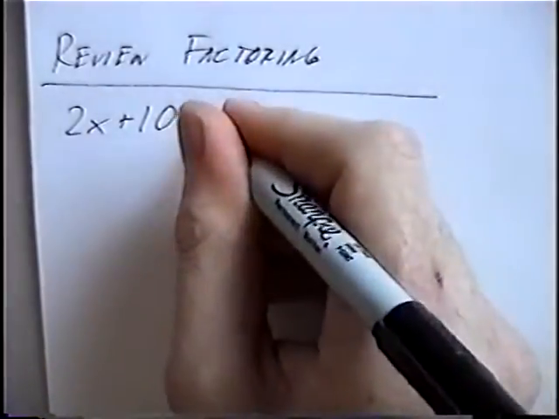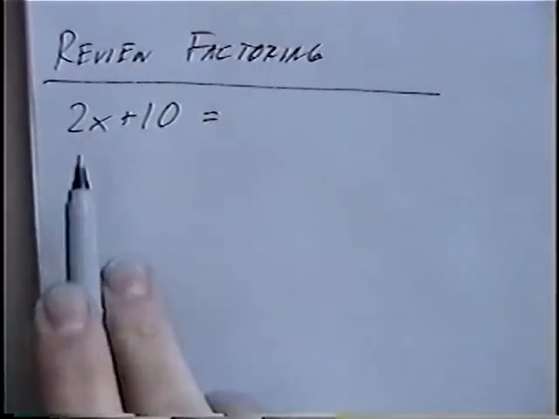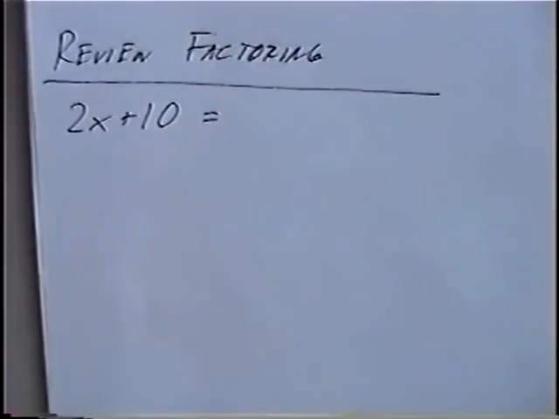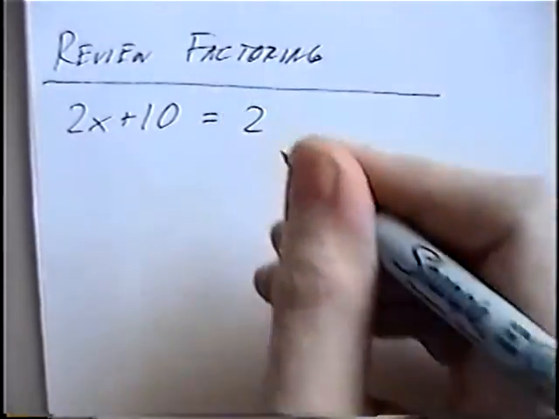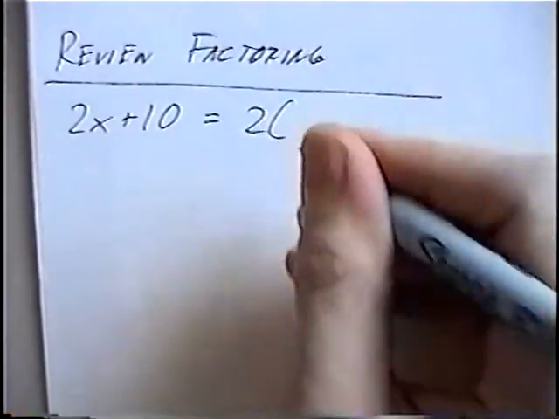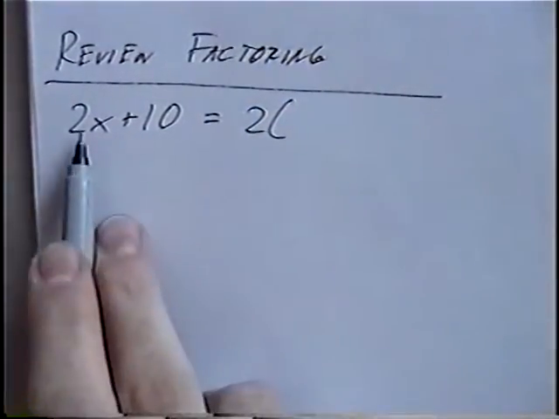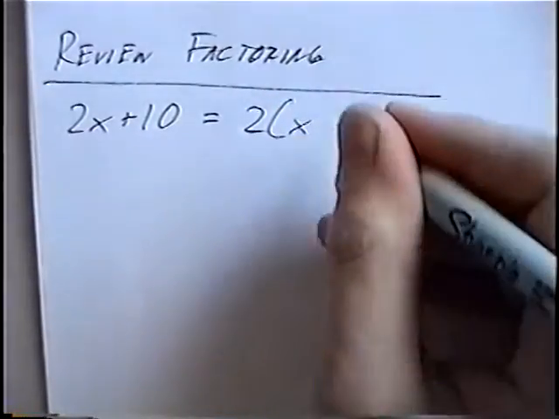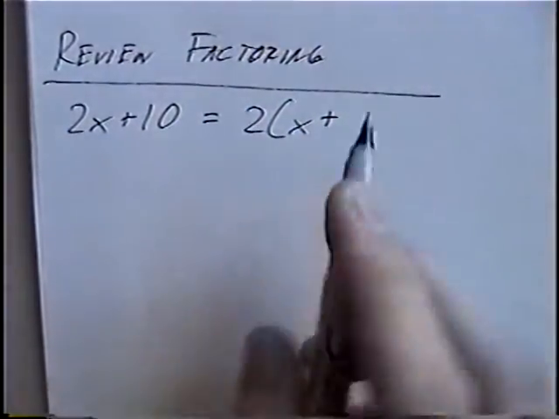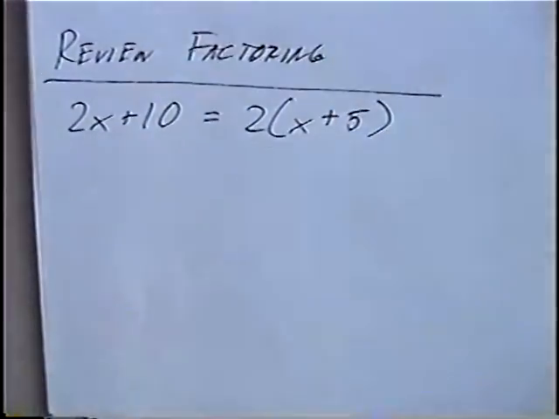One way to factor is to take out the greatest common factor, or the number that divides both of the terms. The number that goes into 2 and 10 would be 2. And then you put parentheses after and divide each of these by 2. The 2's divide out, you're left with x. And 10 divided by 2 would be 5.